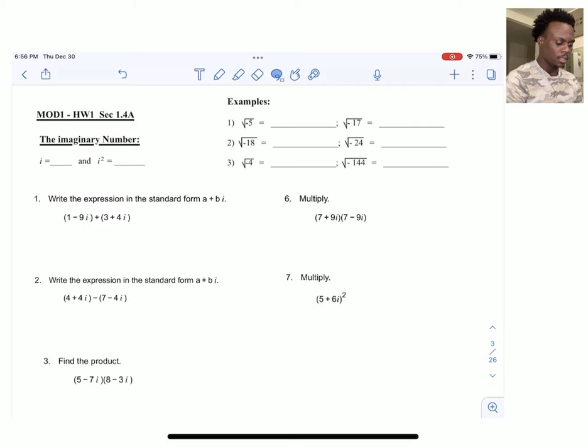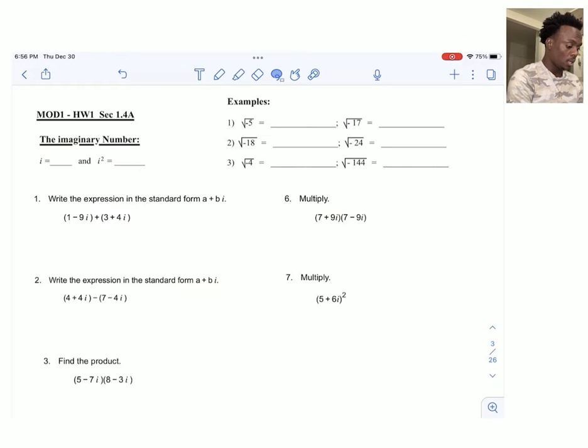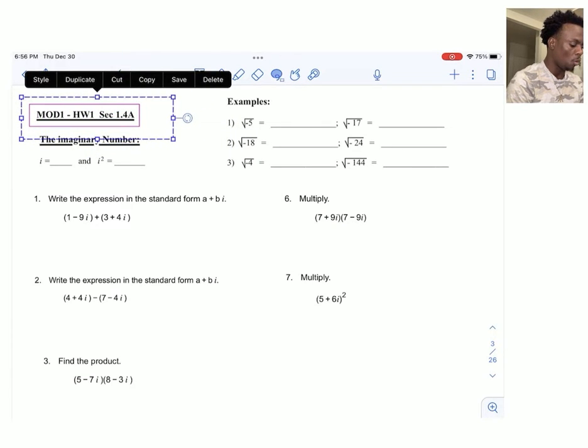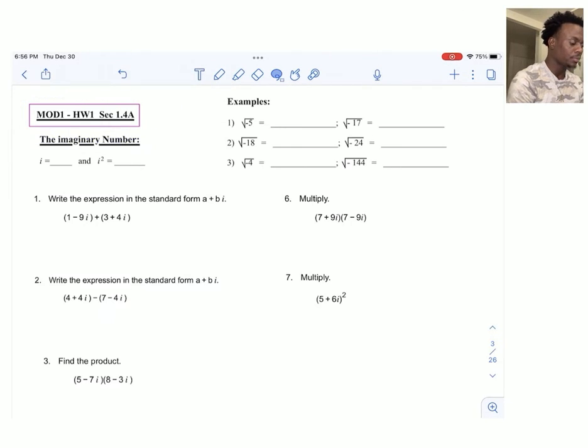So with this lesson, we will start module 1 of the course, and it covers section 1.4a in the textbook.